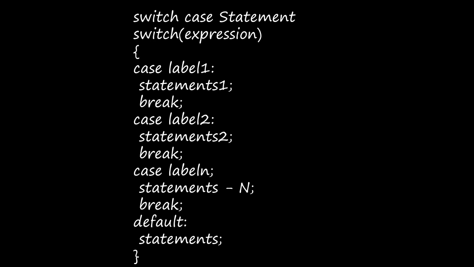to give break. And then case label 2: if the second case is the value of that expression, that second statement will be executed. Case label 2, statement 2, and then break. If this case 2 satisfies the expression, this statement 2 will be executed, and then it will break, right? It will be broken. That means the code will stop executing at that line, right? If it is not that particular case, it will move on to the next. Likewise, you can give n number of cases, right?